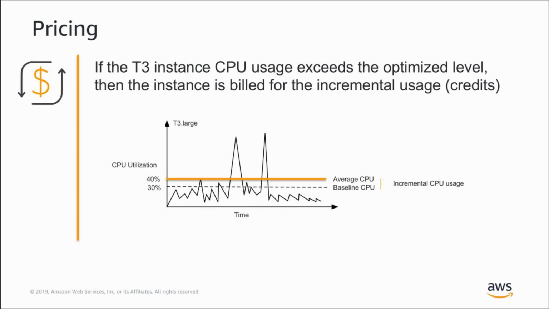So in this example, your baseline CPU was 30%. Your average CPU for that day was 40%. So there's actually an incremental CPU usage that was accumulated by your instance. So this is now tracked and billed. And that's what's going to be billed with the credits that you can purchase that we talked about on the previous slide.